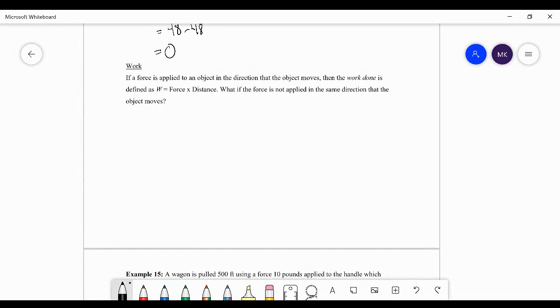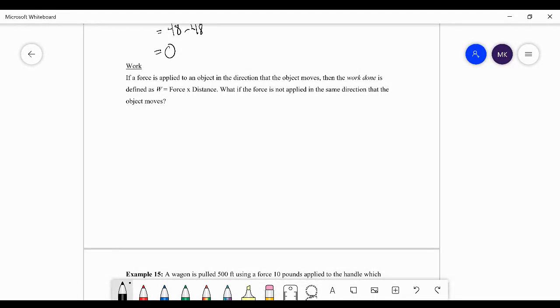One last thing, and then we are done with this lesson, and that is work. When I talk about work, I'm not talking about your homework or the work you do for a job. I'm talking about the amount of physical work that is being done. If a force is applied to an object in the direction the object moves, then the work done is simply defined as W, the work, equals the force times the distance.